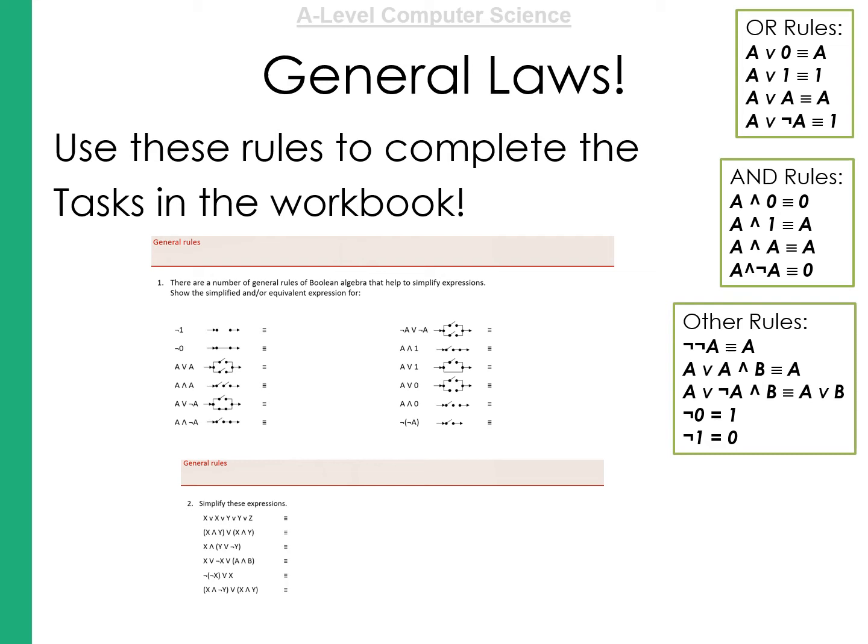If we look at A or not A and A and not A, they both give a slightly different outcome. So A or not A is actually going to give us 1. And A and not A is going to give us a 0. We need to remember these rules because we are going to be using them again and again when we simplify expressions.